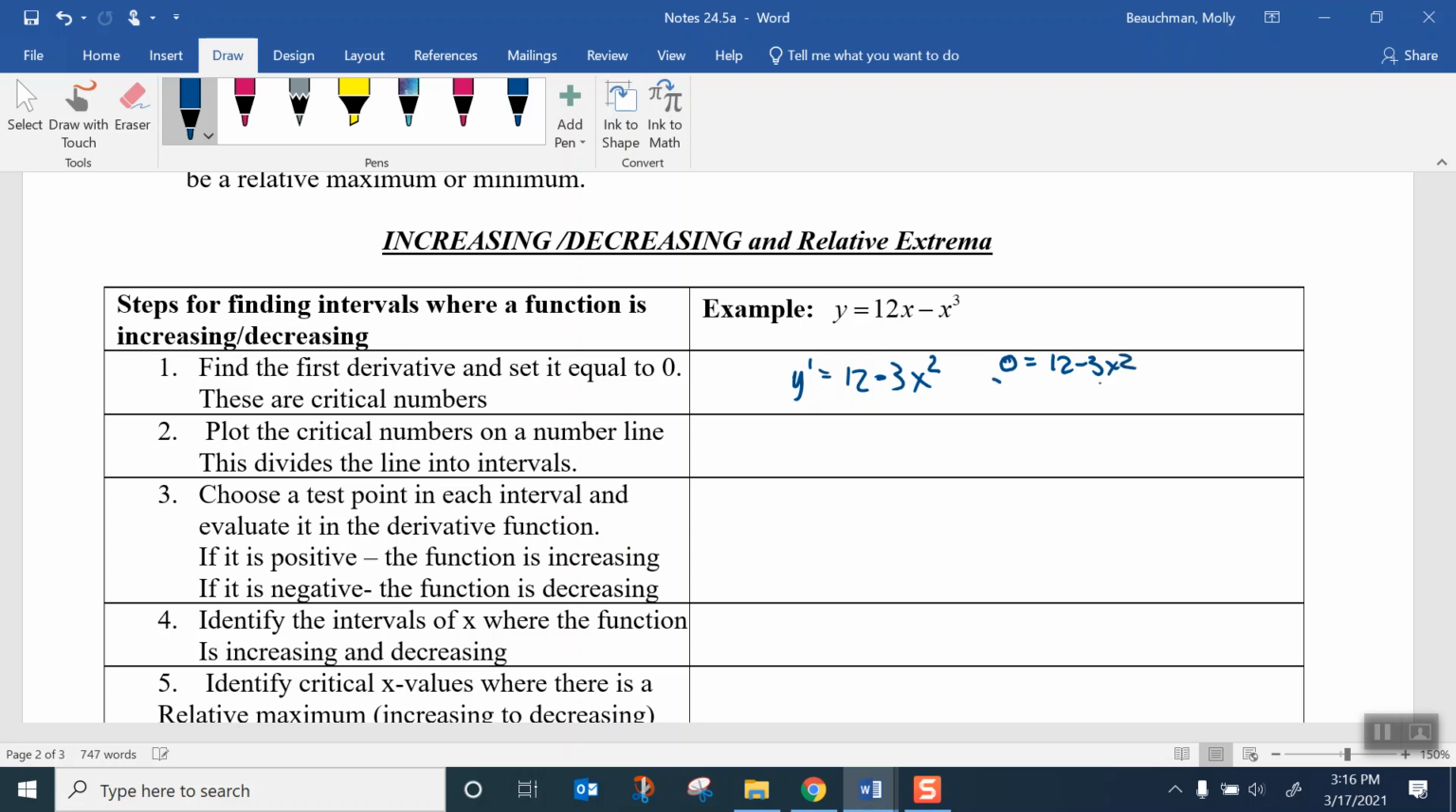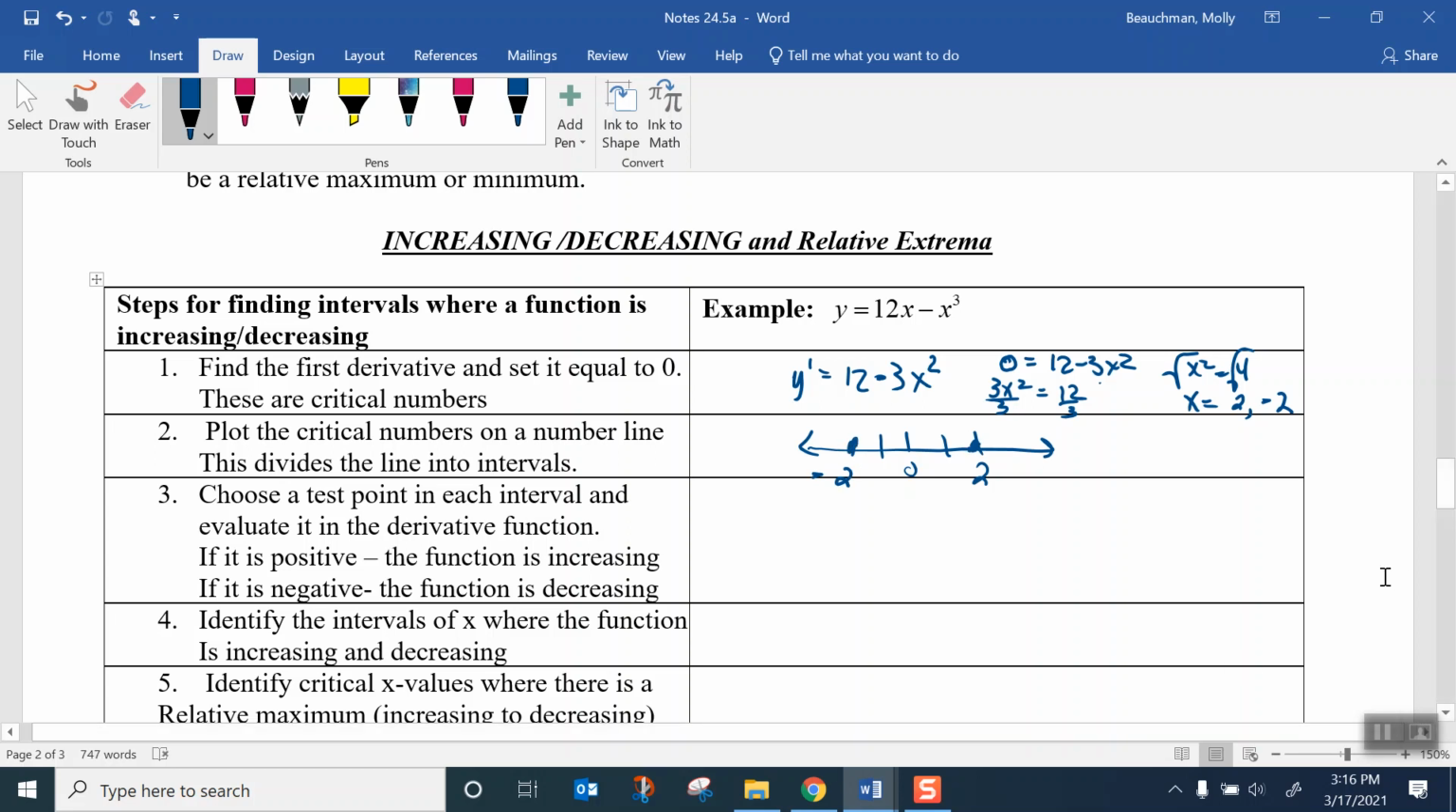If we add 3x squared to both sides, then divide both sides by 3, we get x squared is equal to 4. Square root both sides, we get two values. x is equal to 2 and -2. So these are critical values. Then we plot those critical numbers on a number line. So if we plot this on a number line, 0, 2 is a critical value, -2 is a critical value.